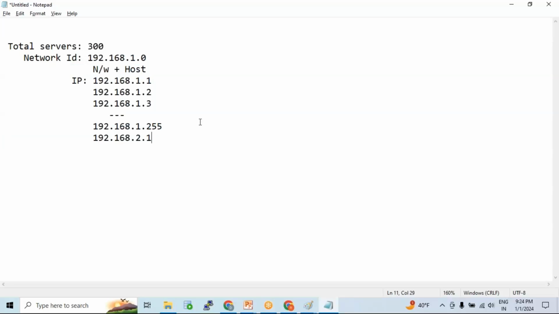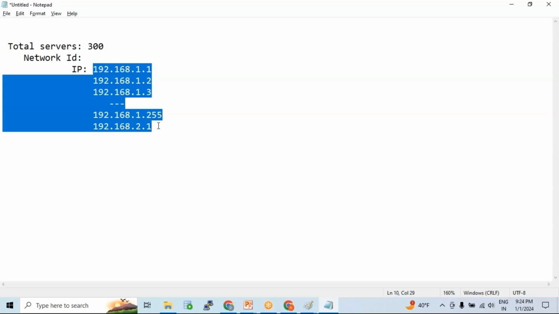Now, a question for you guys at this time. I will give you only the IP addresses like this. Is it possible for you to tell which network the IPs belong to, or whether they are in the same network or not? Can you say whether 192.168.1.1 and 192.168.1.2, these two IPs, belong to the same network or not? Can you say with this information? How do you say?